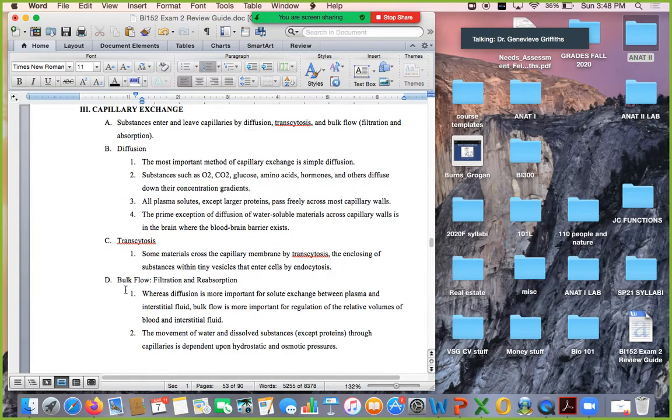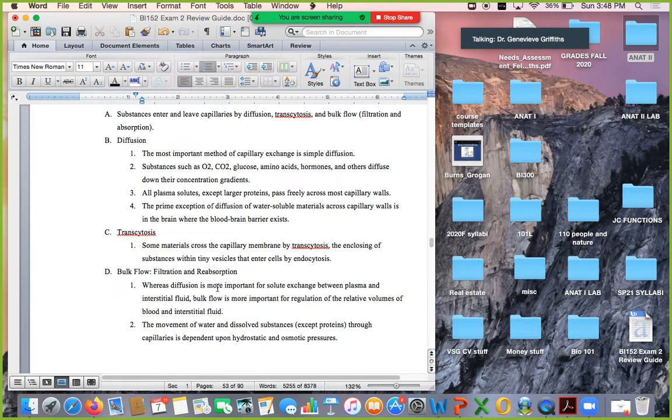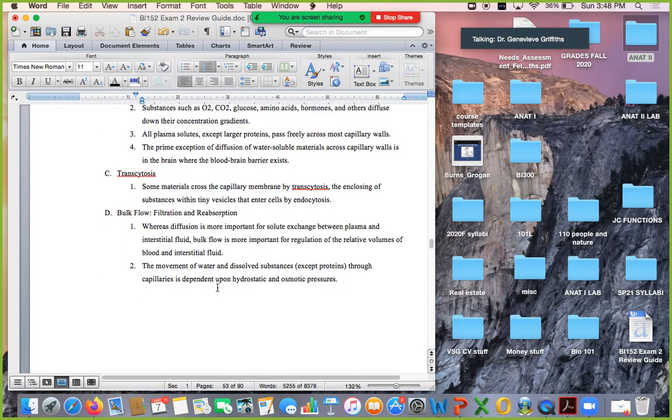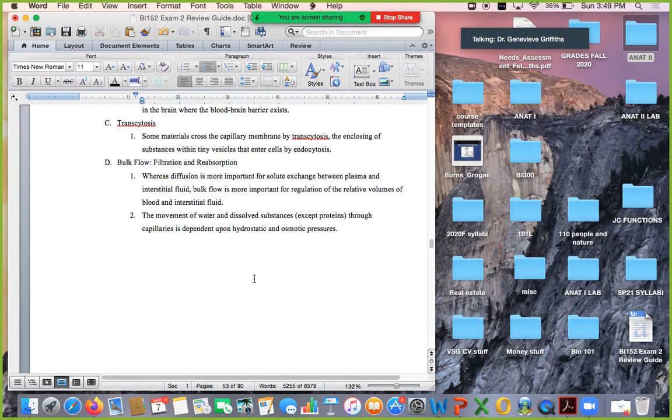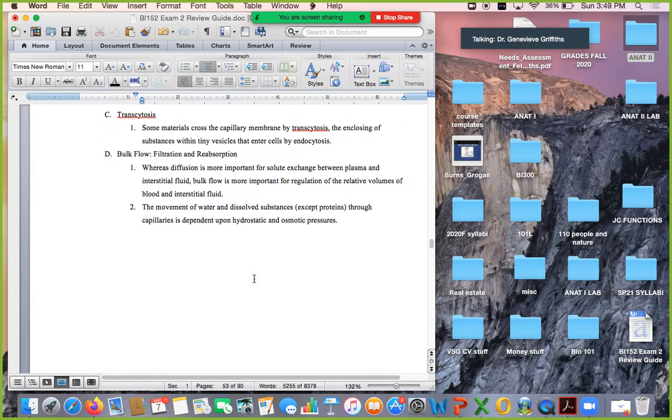And last but not least, we can also have bulk flow, which happens through those fenestrations and sinusoids, where diffusion is going to be the most important part for the plasma and interstitial fluid. Bulk flow is the most important factor for regulation of the volumes of blood and interstitial fluid. So bulk flow is where the volume is exchanged. And the movement of the water and also the dissolved things, everything except proteins, I mean, is going to be dependent upon different types of pressures, basically pressure out and pressure in.